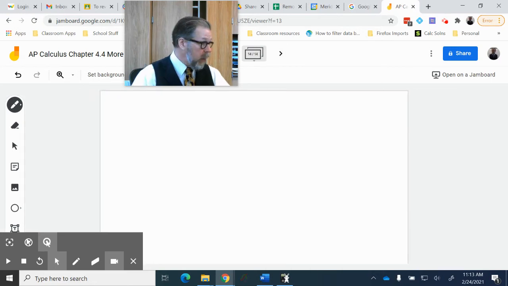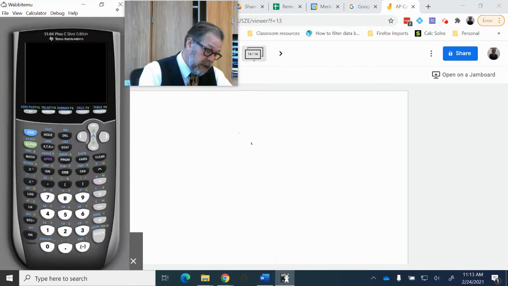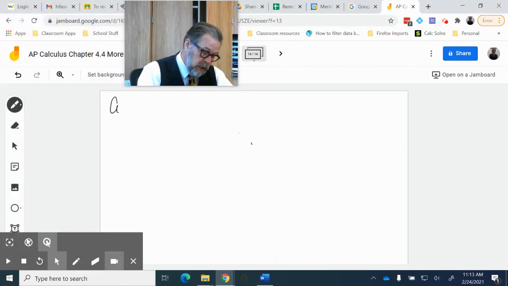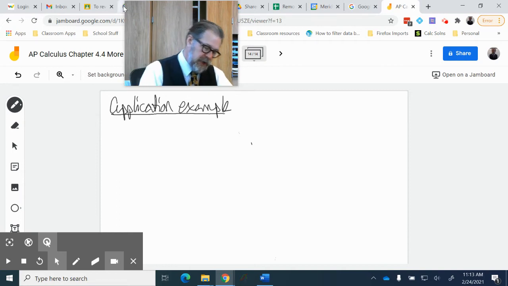So let's do a quick example. We've got a flu spread. Well, this doesn't actually have anything to do with logarithmic differentiation. No, it sure doesn't. Okay, well, we're going to do an application. We're going to do an application example of all this differentiation. It is not an example of logarithmic differentiation.